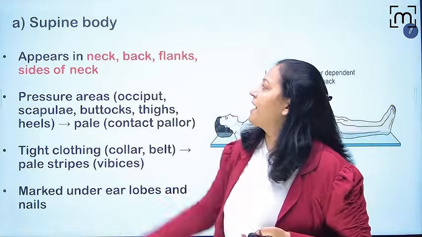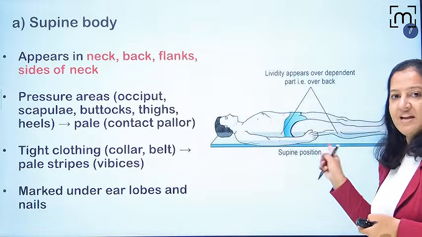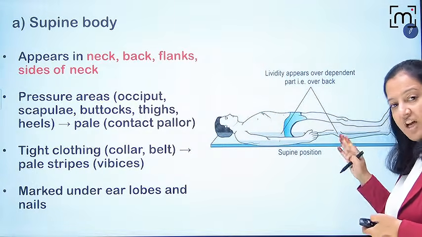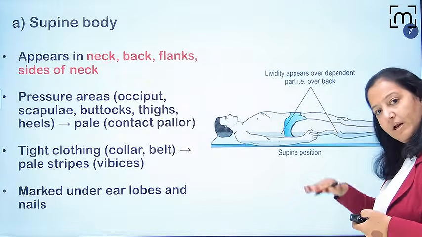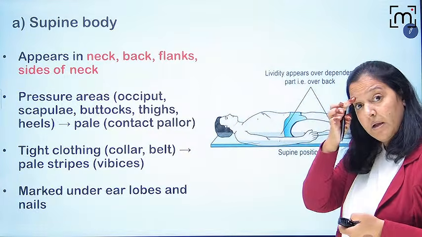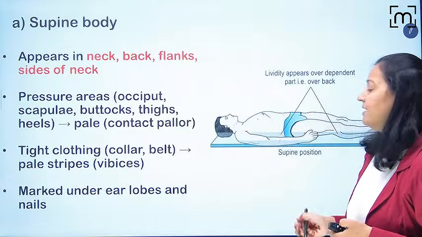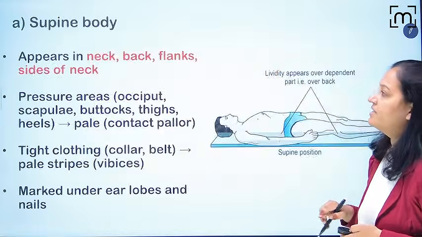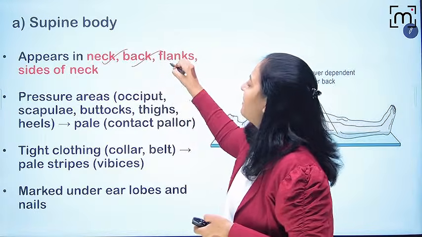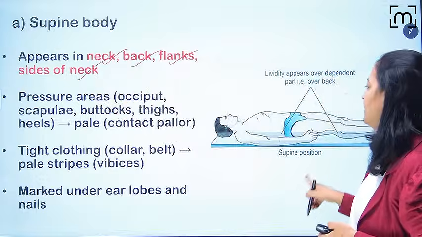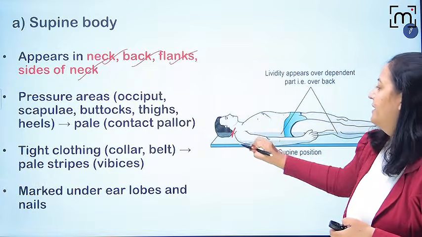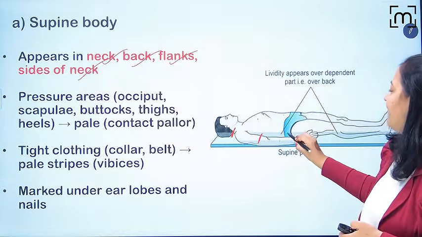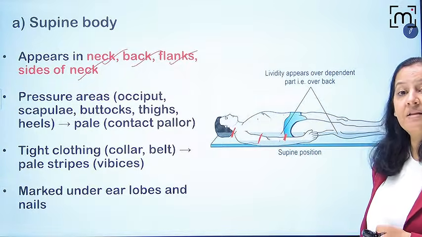So coming to the first, supine position. Can you see the dead body is supine? At the time of death, the person is supine, so the dead body remains in this position. So where is the lividity? In a supine position, it is in the neck, back, flanks, and side of the neck. You can see it is at the neck, at the back, at the flanks, and the side of the neck. The dependent areas.